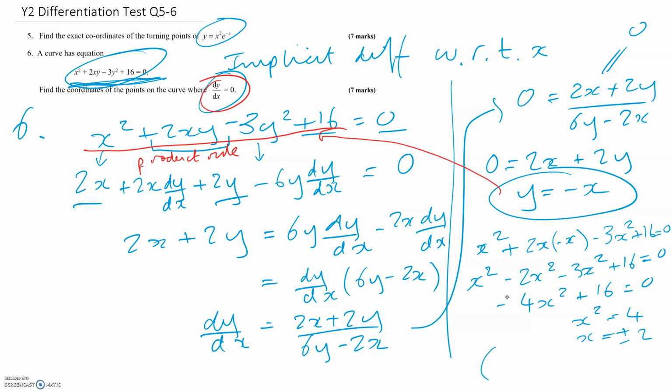It says coordinates, so we should give the final answer as coordinates. If x is 2, when you substitute that back into here, you will get y is minus 2. In a similar way, when x is minus 2, you can just substitute minus 2 back into here, and that will tell you that y is plus 2. So those are the coordinates where dy by dx equals 0.